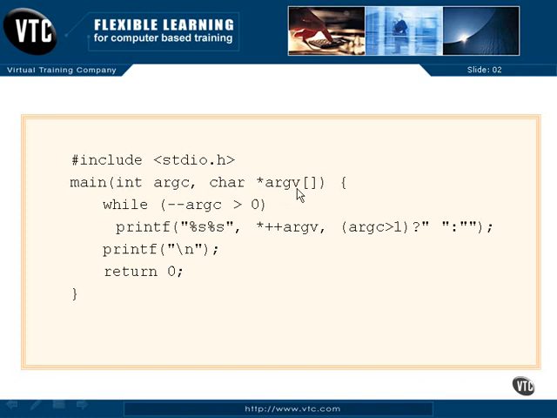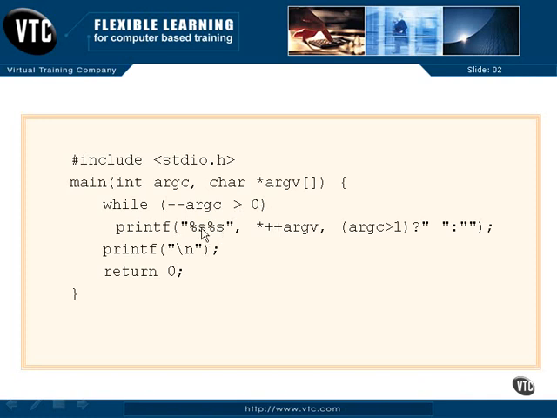You of course could call these whatever you want, but most C programmers are going to stick with this standard, and use argc and argv. C doesn't care what you call these, just that there is an integer and a character pointer array in that order. While we decrement the argument count, if that is still greater than 0, then we have something to say. We have something to print.